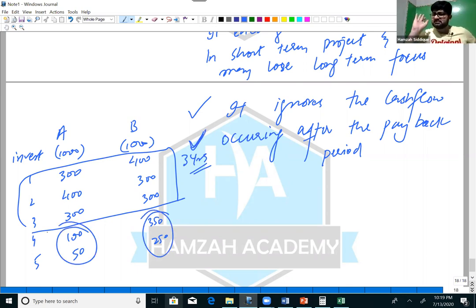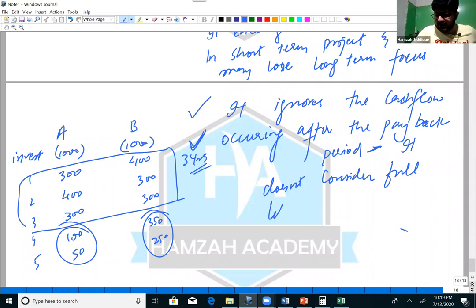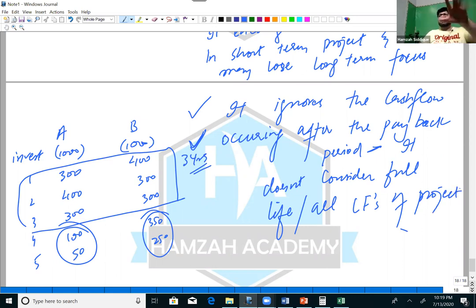It ignores. It does not consider the full life of the project, or all cash flows of the project. It ignores what is happening after the payback period. It ignores that simply.